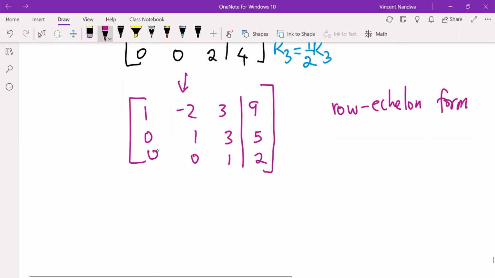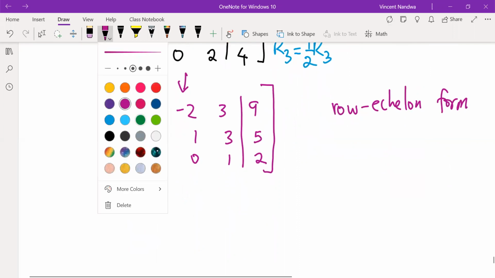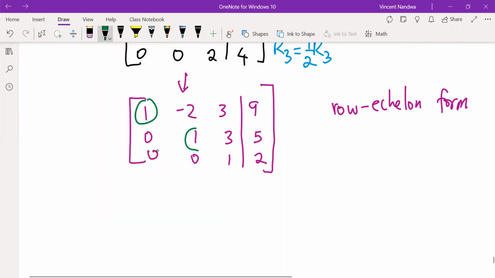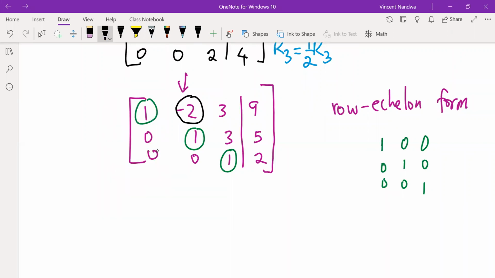Now, from row echelon form, we need to get the reduced row echelon form. Reduced row echelon form requires 1, 0, 0, 0, 1, 0, 0, 0, 1. Which means in this matrix, these two negative 2 is in the wrong position. So I correct it by using the second row. I say row 1 will be row 1 plus twice row 2. Row 2 I keep as row 2, and row 3 I keep as row 3.